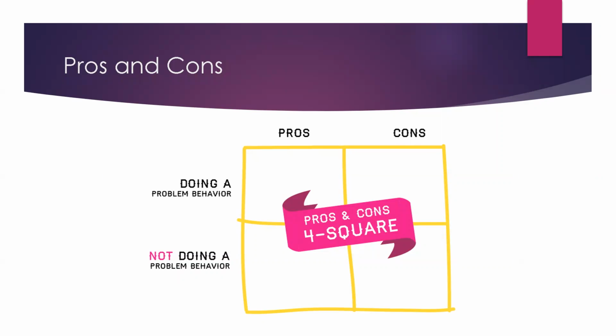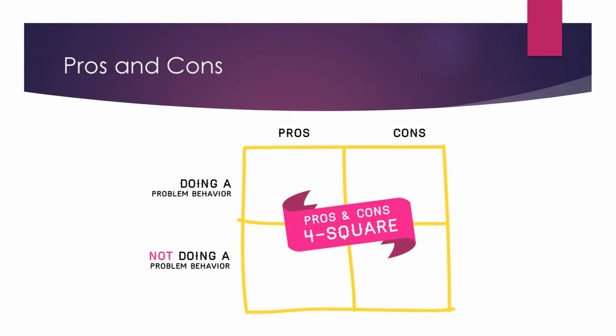Here are the steps to using pros and cons as a skill. First, identify and describe the crisis behavior that you're trying to avoid. Crisis behavior is any behavior that is inconsistent with your goals. These behaviors could be damaging in the short term and/or long term.